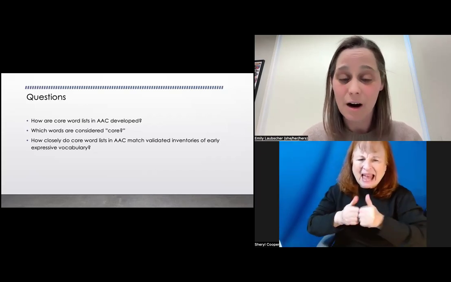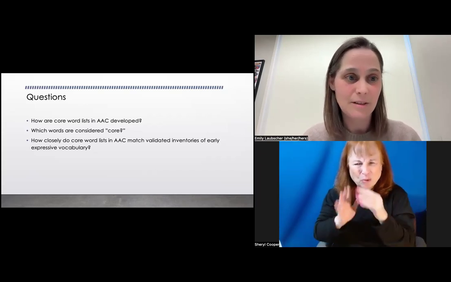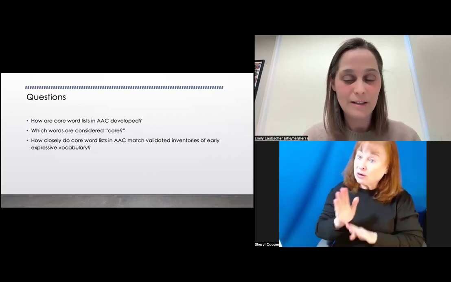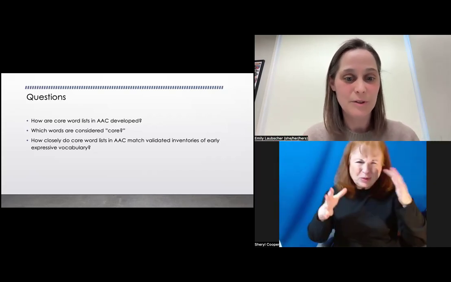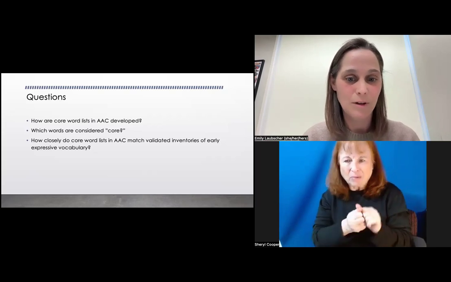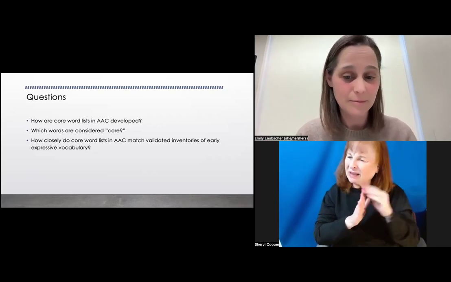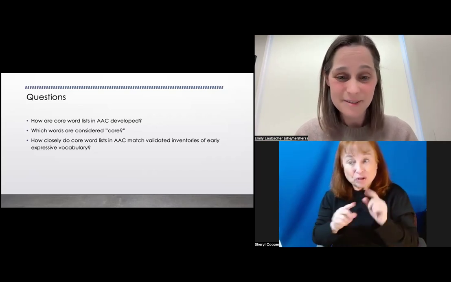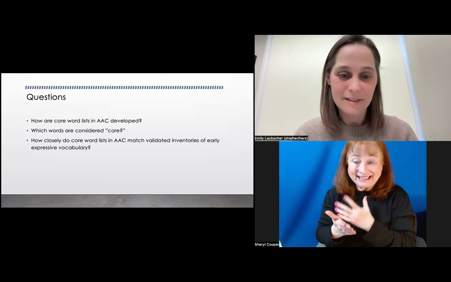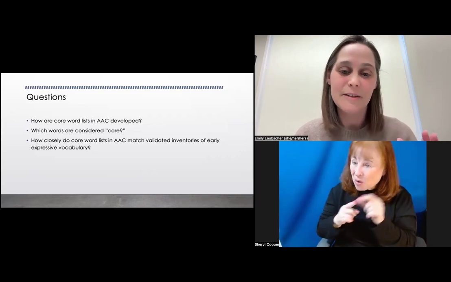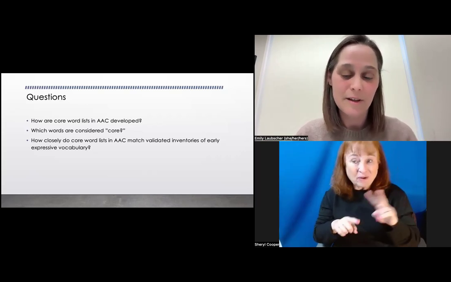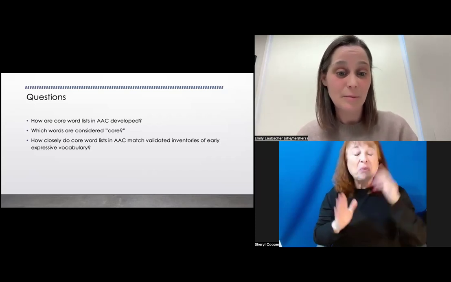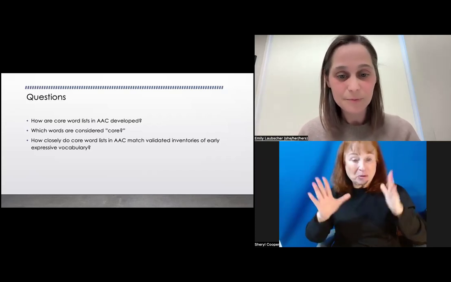How exactly are core word lists developed in AAC? We know that core depends on how you define it, so who decided which words belonged on AAC core word lists and how exactly did they do it? Which words are actually on the lists? And then lastly, are the words on those AAC core vocabulary lists similar to the types of words that we would expect to see beginning communicators use?